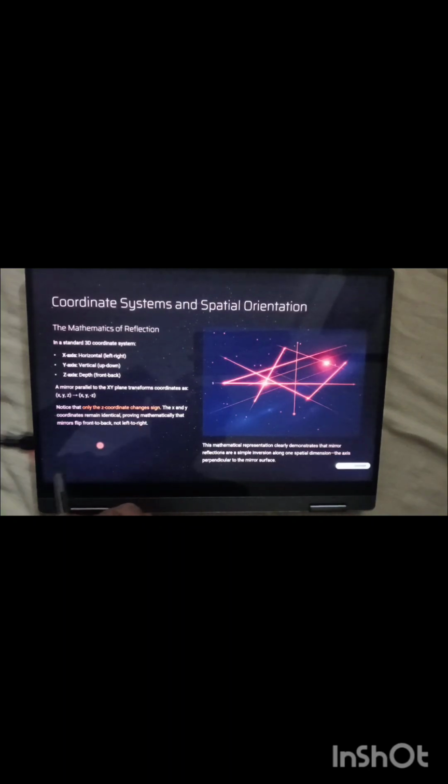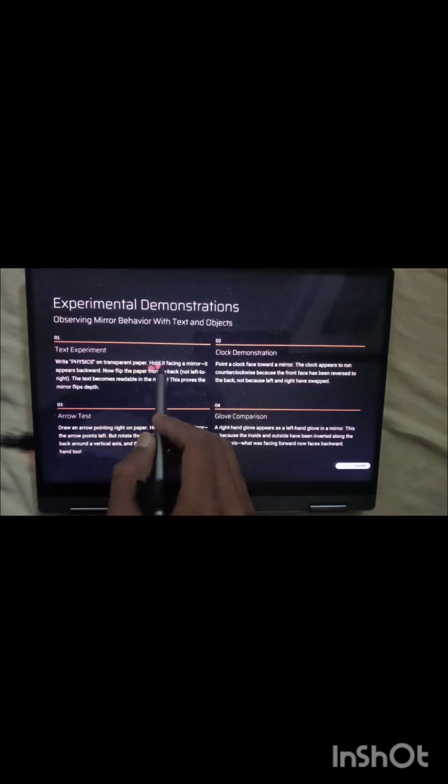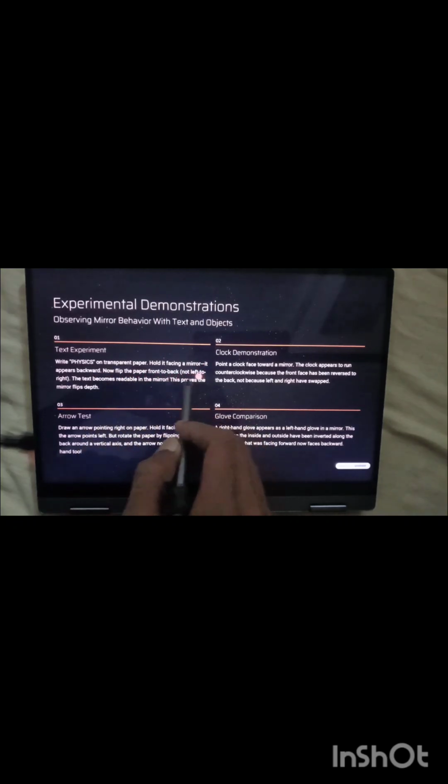Now let's see the next slide. The experimental demonstration: observing mirror behavior with text and objects. Text experiment: write "physics" on transparent paper and hold it facing a mirror. It appears backward. Now flip the paper front to back, not left to right. The text becomes readable in the mirror. This proves the mirror flips depth.